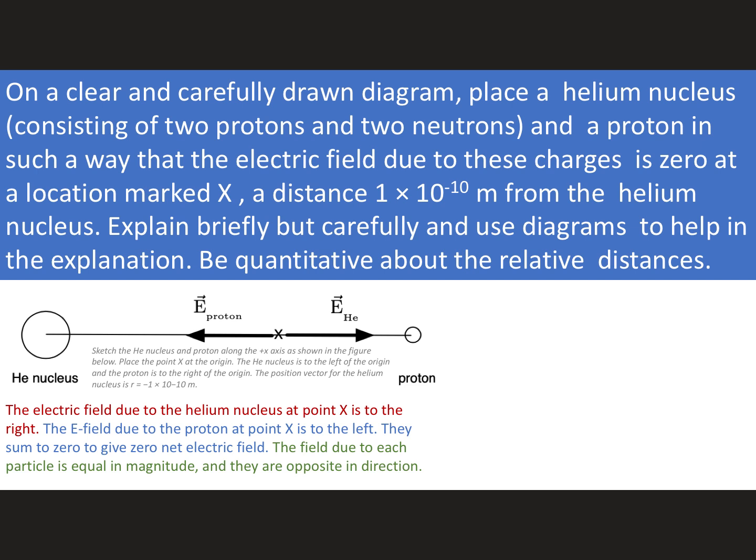where is the electric field 0? Well, it's at location X, and that's necessarily going to be closer to the proton because the nucleus has double the field. So where those fields overlap to 0 or meet up at 0 has got to be somewhere in between them, but closer to the smaller charge. Okay?